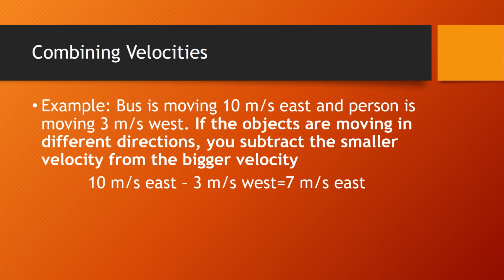This would be like someone riding a bus and someone is walking towards the back of the bus while the bus is moving forward. So let's say the bus is moving 10 meters per second east, and the person is walking towards the back of the bus at 3 meters per second west. Here you have to subtract the smaller velocity from the bigger. So the bus is moving 10, the person is moving 3, so we take 10 minus 3, which gives us 7 meters per second.